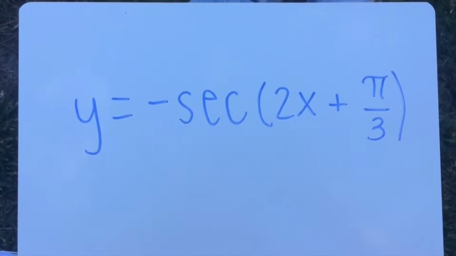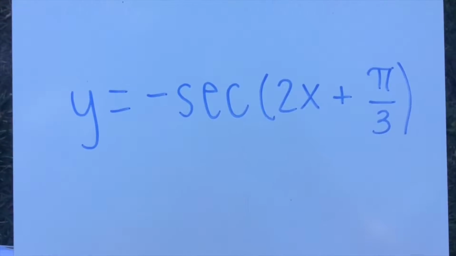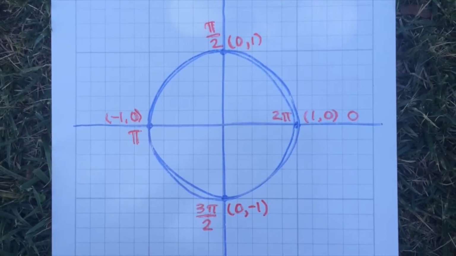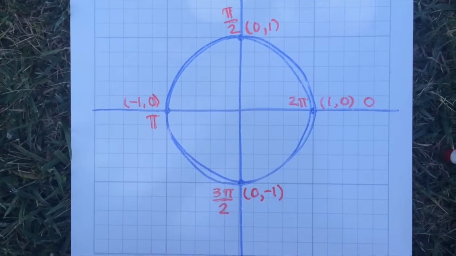Today I'm going to show you how to graph y equals negative secant 2x plus pi over 3. In order to graph any trig function, we have to understand the unit circle. There are 5 points needed to graph a trigonometric function.